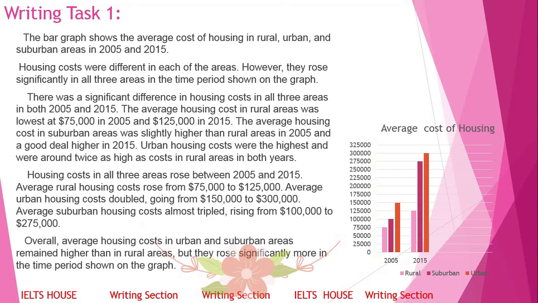Overall, in conclusion, average housing costs in urban and suburban areas remained higher than in rural areas, but they rose significantly more in the time period shown on the graph.